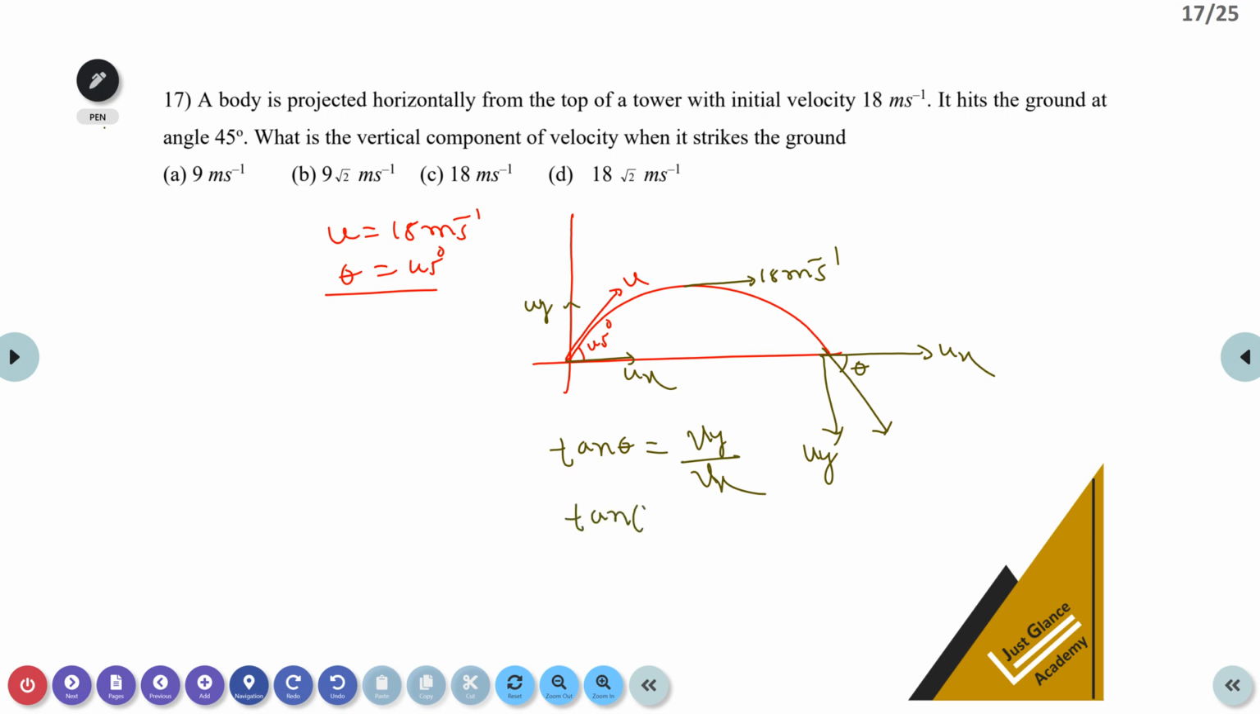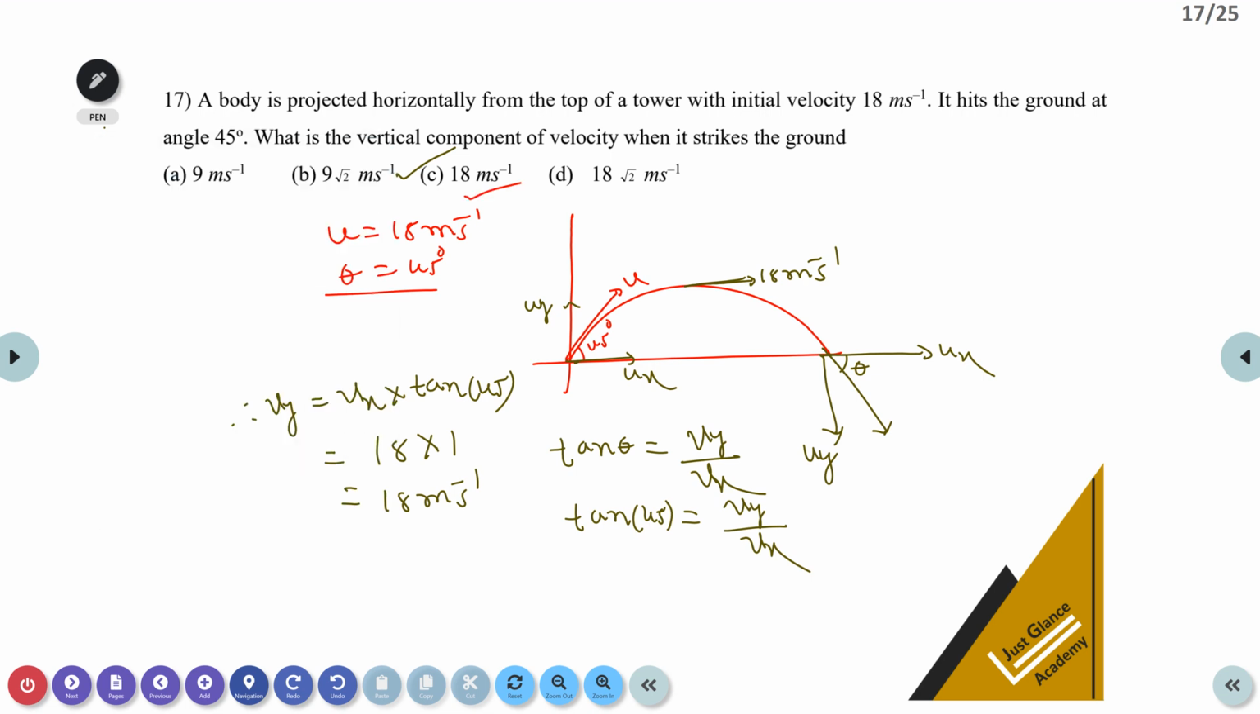Tan 45 equal to Vy divided by Vx. Therefore, Vy equal to Vx into tan of 45. But always this component will remain the same at this point, at this point, at this point. It has already been given. 18 has been given. So 18 into 1 equal to 18 meter per second. This is the right choice.